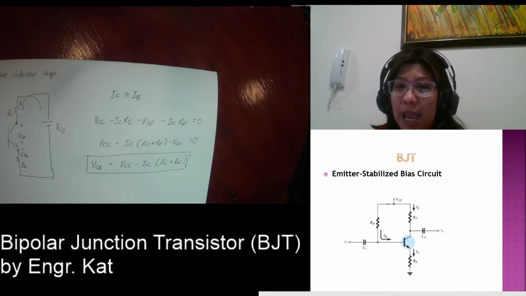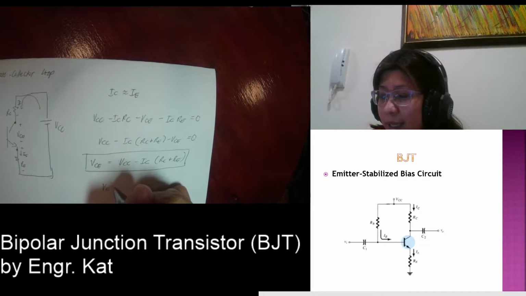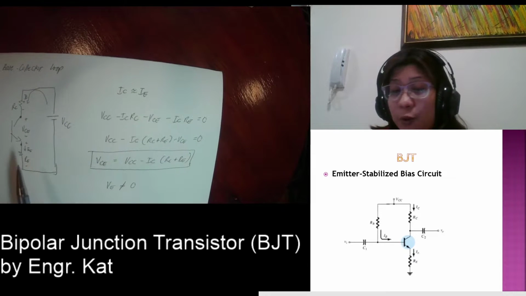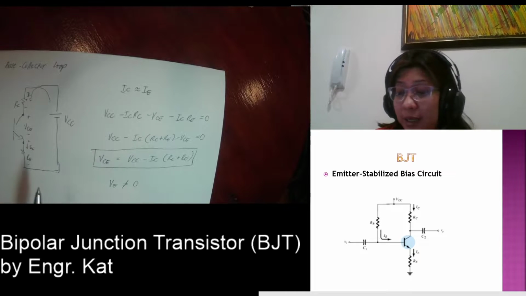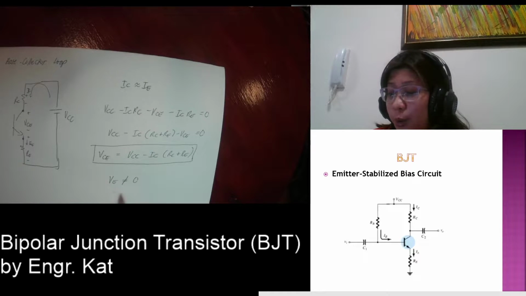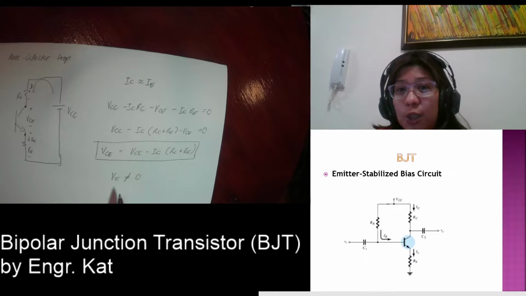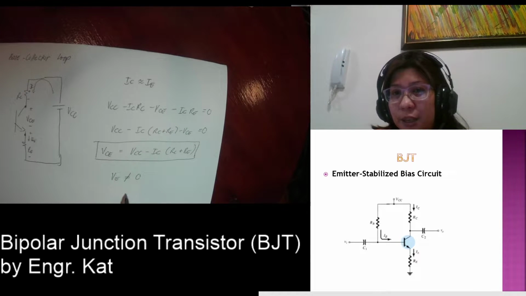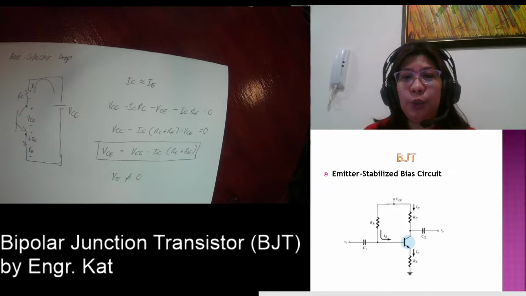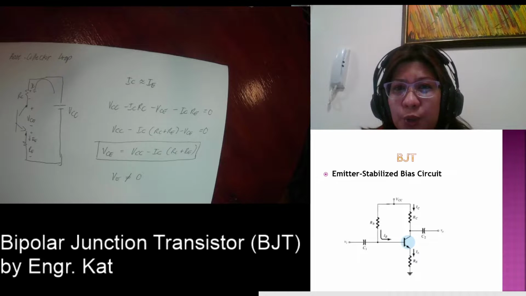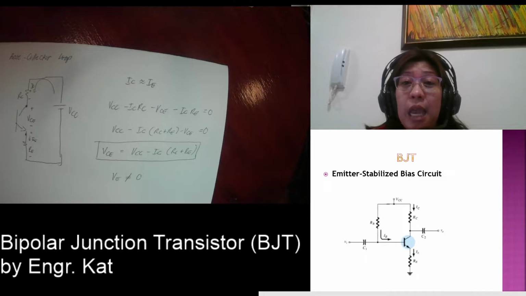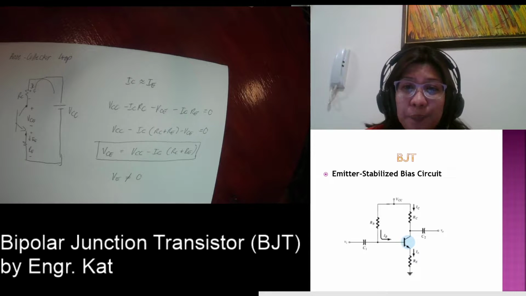Okay, and this time, class, VE is no longer equal to 0. Why? Because we already have a resistor connected to your emitter region. So in this case, your VE is no longer equal to 0, unlike in the fixed bias configuration. There will be slight changes in solving for the collector voltage and the base voltage, and this time we have an emitter voltage that we can solve.